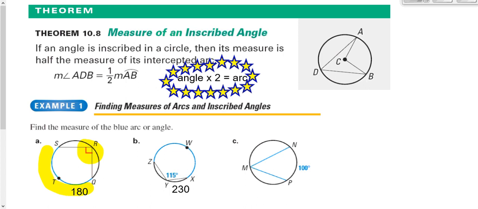Okay, if you look at part C, the arc out here is 100, but that means I need to find the angle back here in the center. So what's this angle here? This angle then would be half of it, so it would just be 50 degrees. That would be my arc measure.